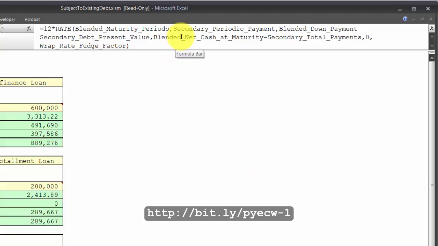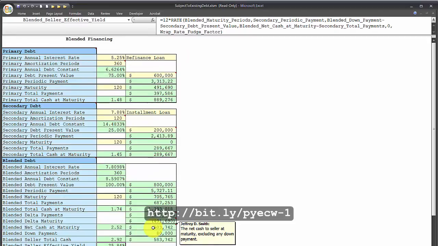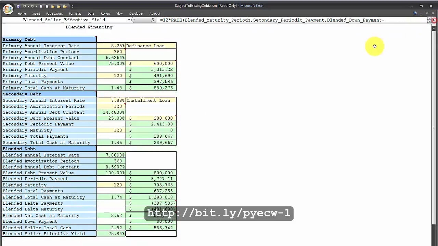Now, the maturity value would be the net cash at maturity, $503,742, minus the total payments that he received, which means that he's actually getting back more at maturity than the $200,000. So it's like he's offering a deficit interest loan.